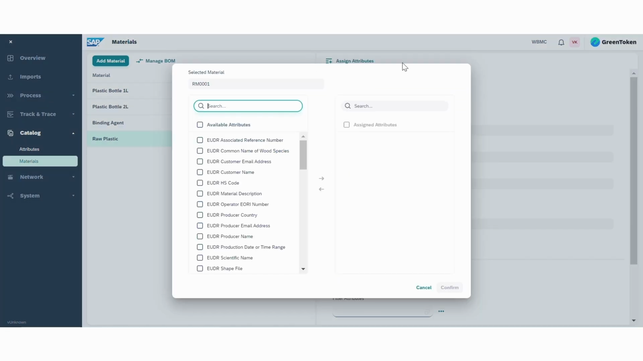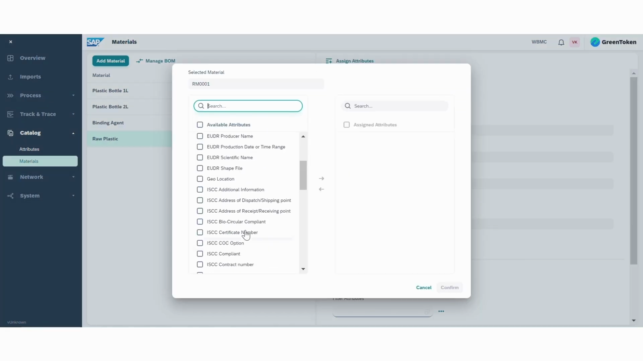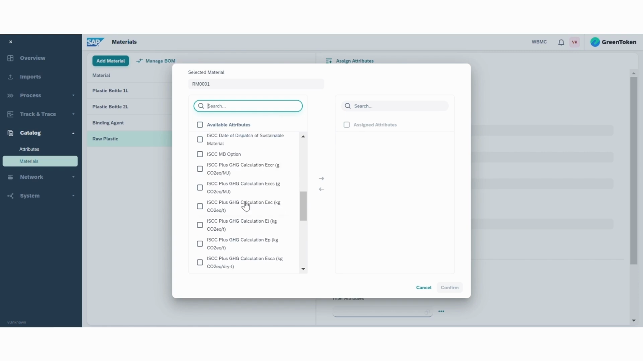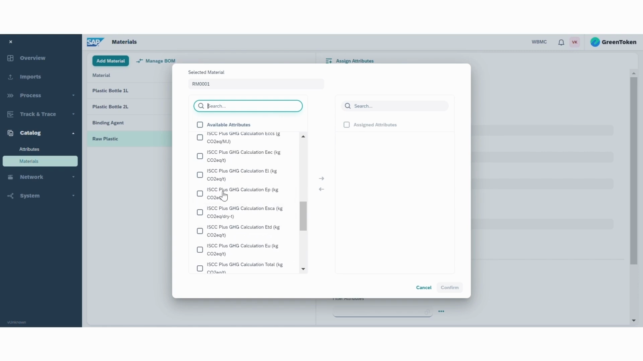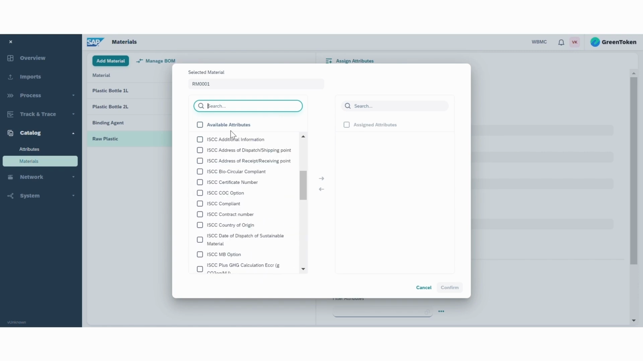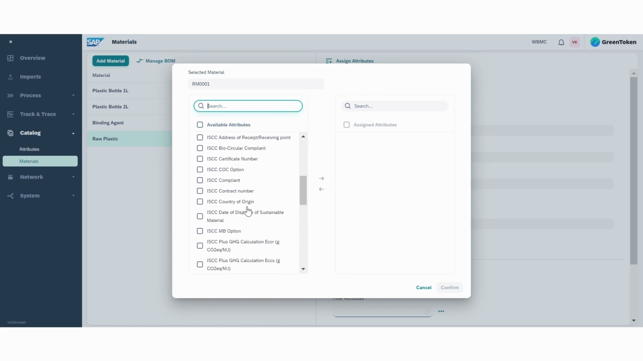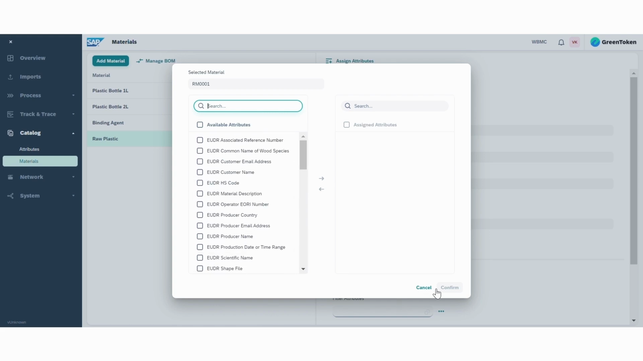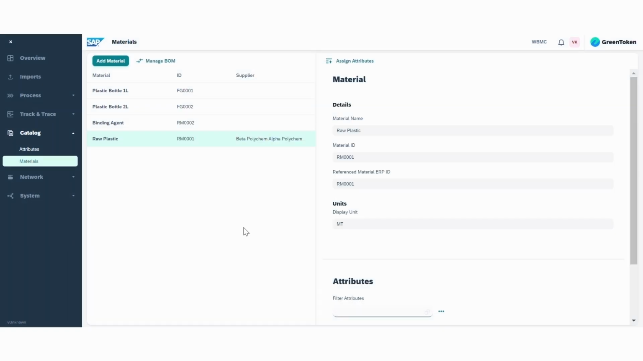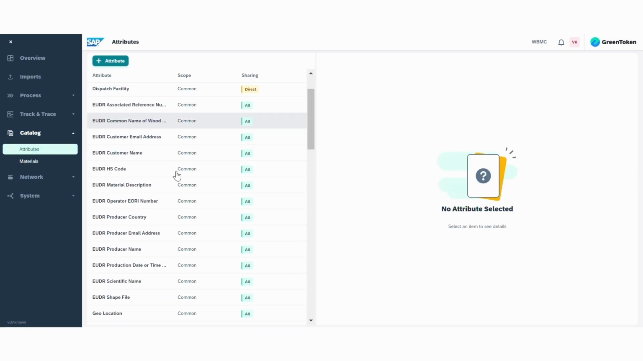Green Token provides a number of standard attributes that are required for various different certifications, such as the ISCC and the EUDR. And this makes it easy to make sure we have all the required fields to capture the sustainability or the certified information in the Green Token system. We can see all of these pre-built attributes here.